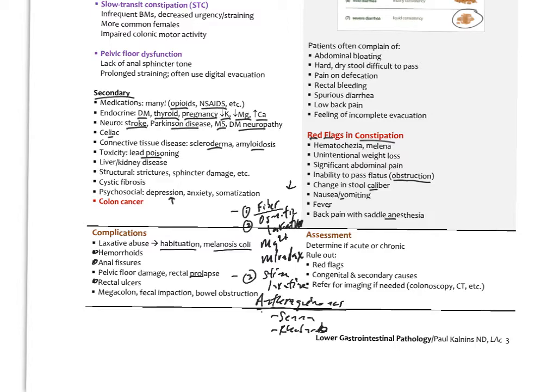So the assessment for chronic constipation is determined, first of all, is this acute or chronic constipation? Rule out the red flags, rule out congenital and secondary causes, and then refer for imaging if needed, like a colonoscopy, CT scan, etc. So that's just a little bit on how to think about constipation from the biomedical angle.